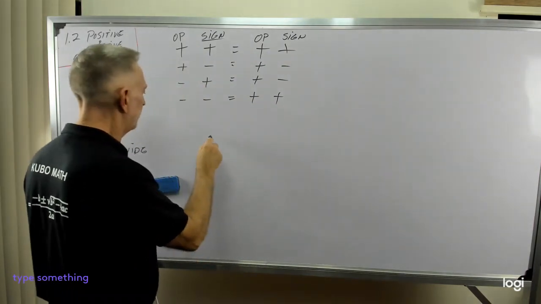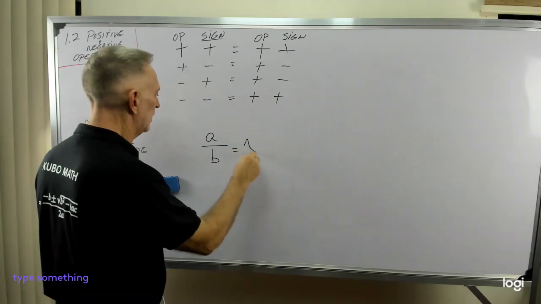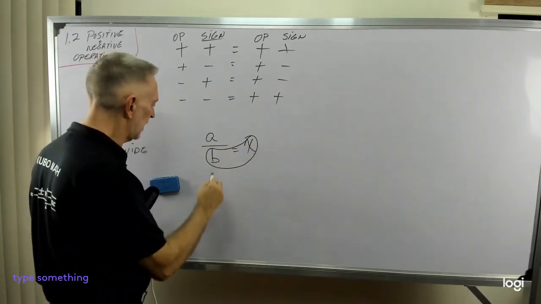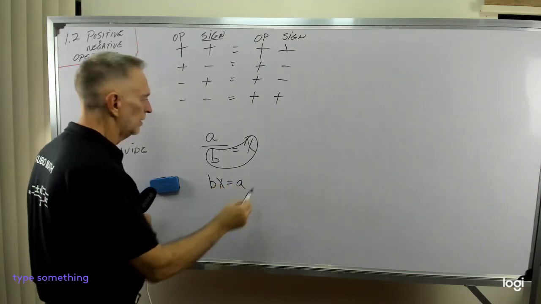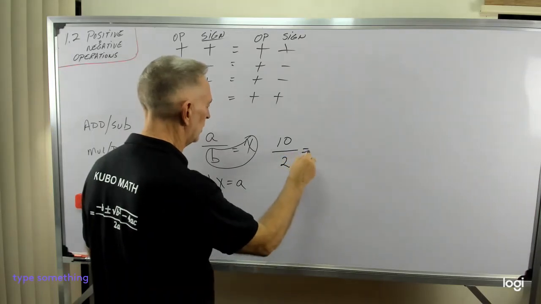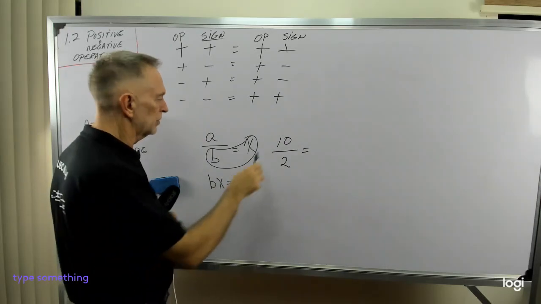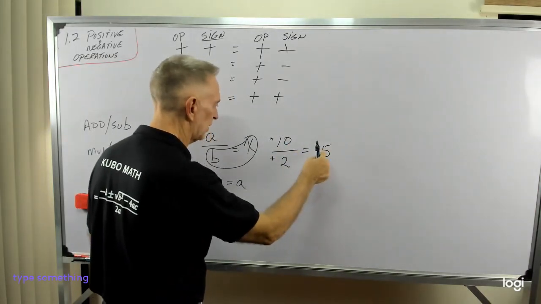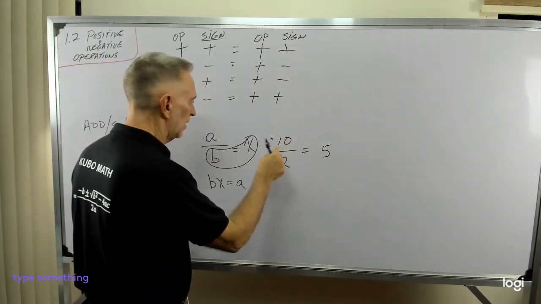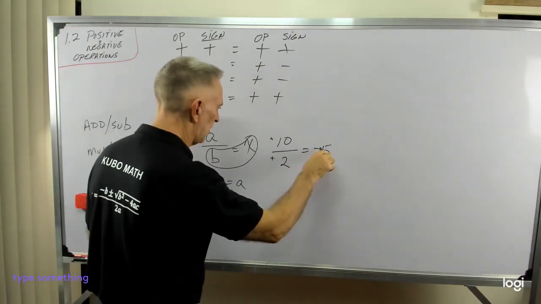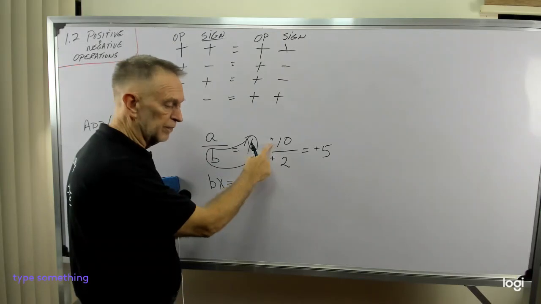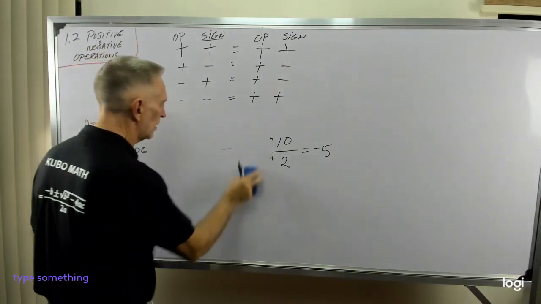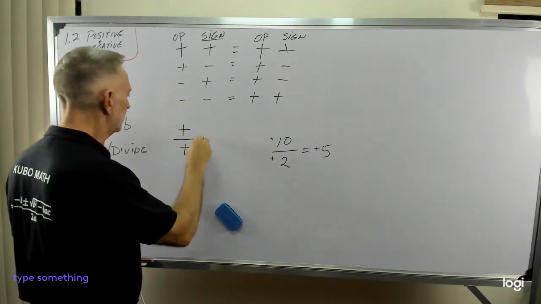Recall, if I have A divided by B, and that equals some number X, then what that means is X times B gives me A. So BX equals A. So if I have 10 divided by 2, and since we're dealing with positive and negative numbers, this number is positive, this number is positive, what does this have to be? Well, I know 10 divided by 2 is 5 because 5 times 2 is 10. But I have a positive up here. So a positive times a positive gives me a positive. Now I have to start considering the sign of that number. So a positive divided by a positive equals a positive.